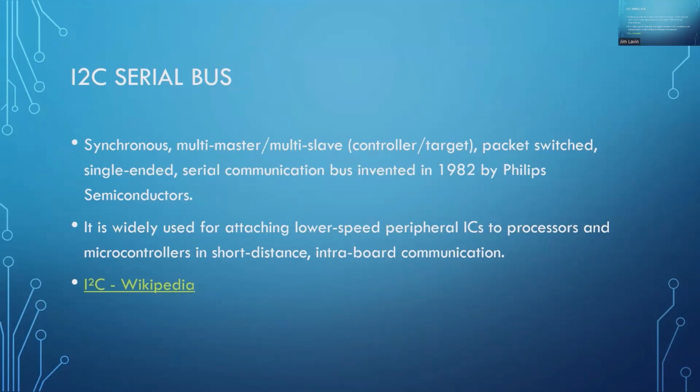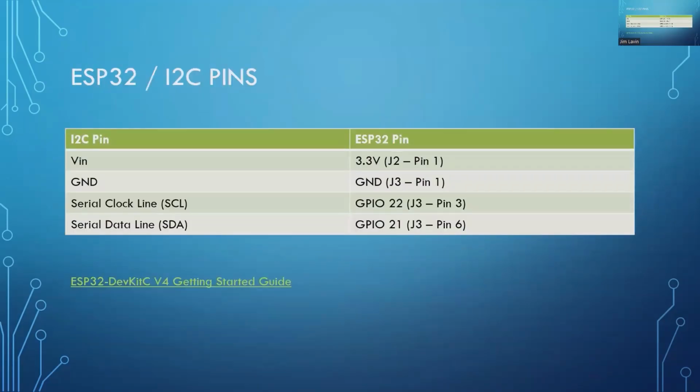What we talked about last week in the last session is which pins on the ESP32 we're going to use for that. We have our voltage into the I2C device. We're going to take that off of the ESP32 3.3 volt pin, and the reference is J2 is the left-hand connector as you're looking down on the ESP32, and J3 is the right-hand set of pins. So we take that off of pin 1.